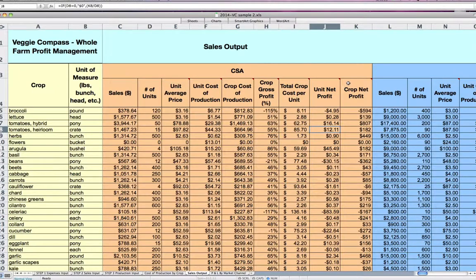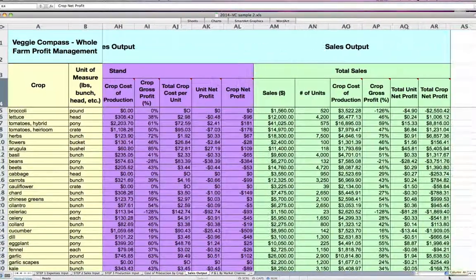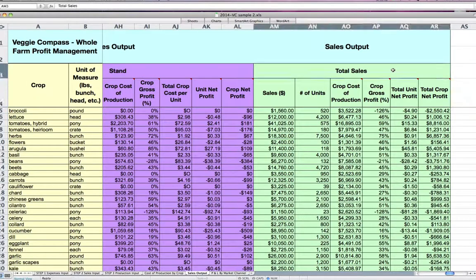The 9th column is how much net profit or loss you are making for each crop in total in that market channel. The final set of columns is labeled total sales, and that gives you the final profitability numbers for each of your crops across all the channels.